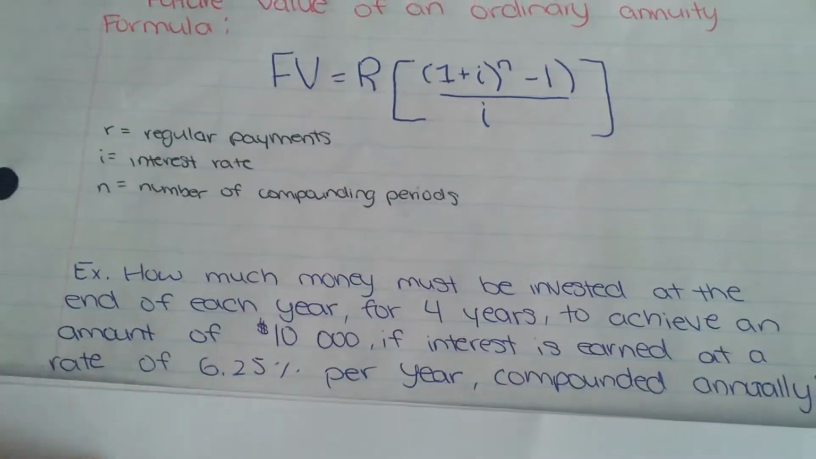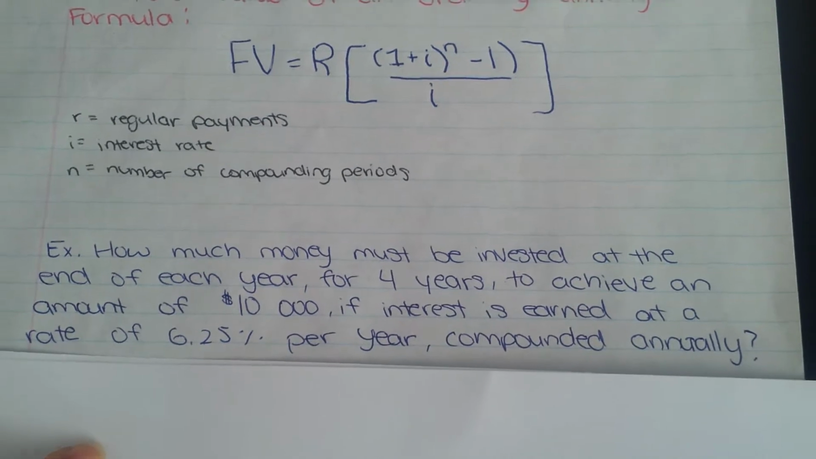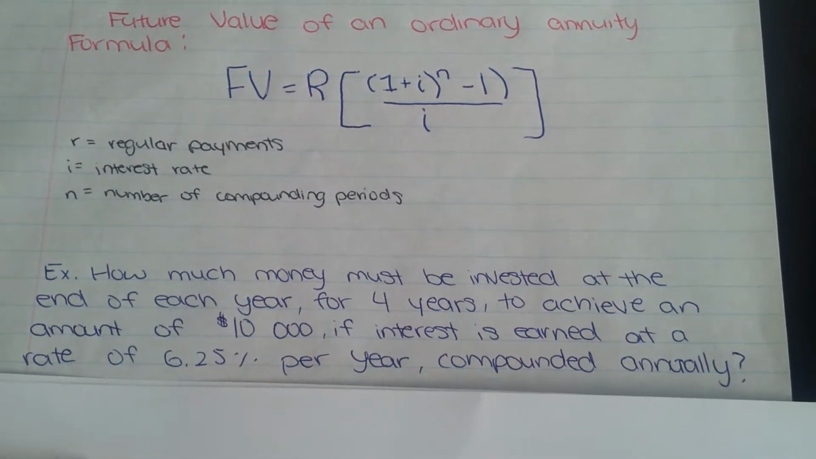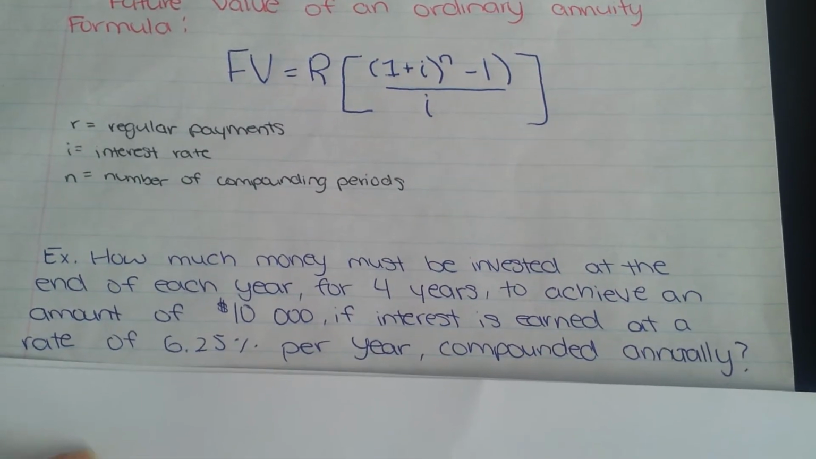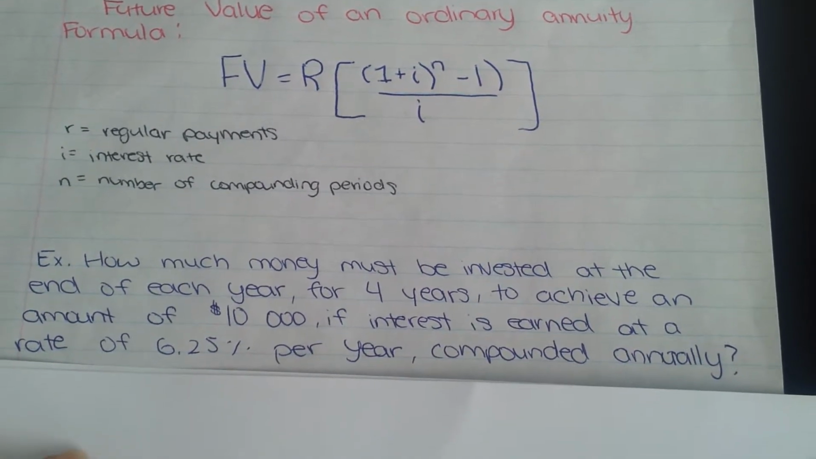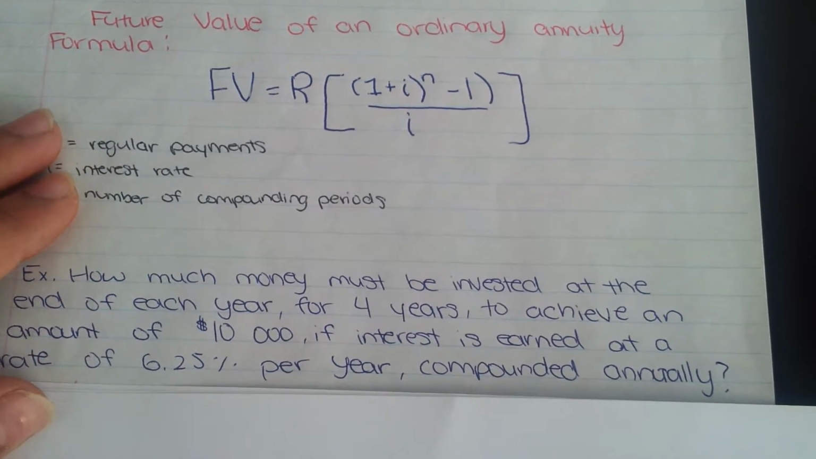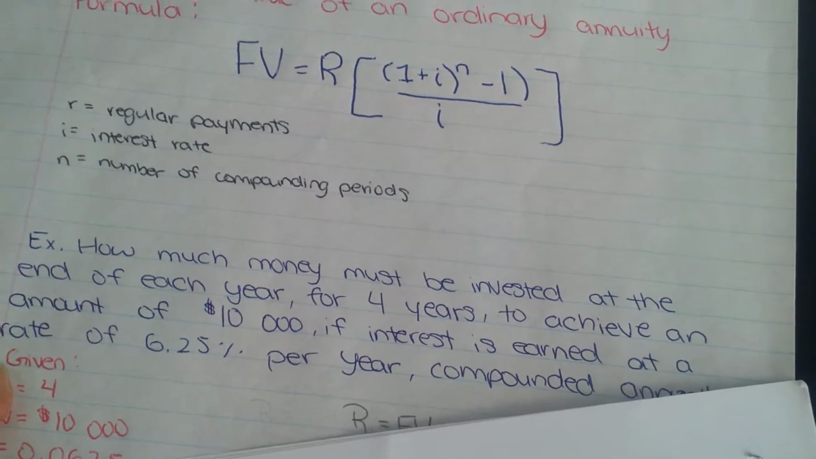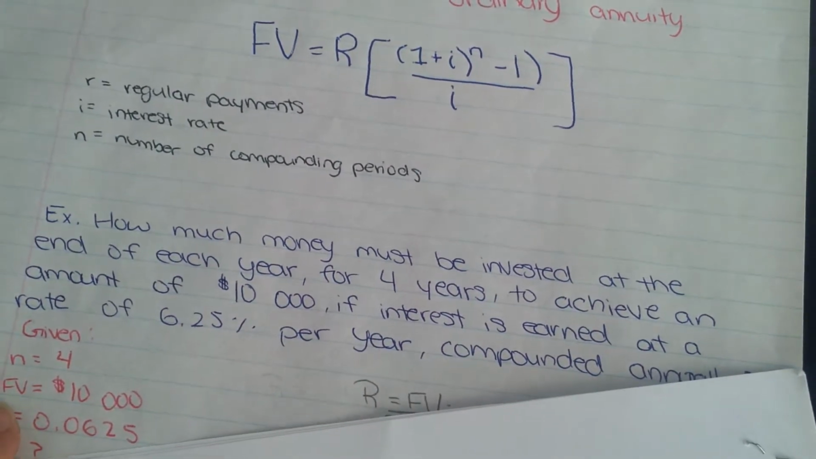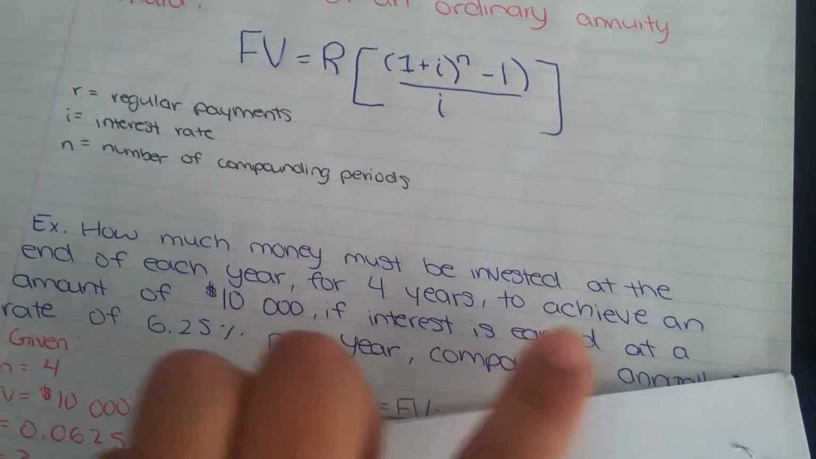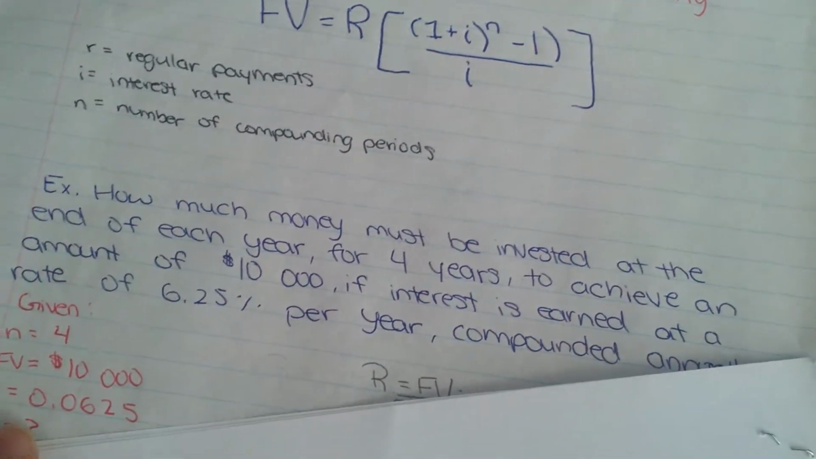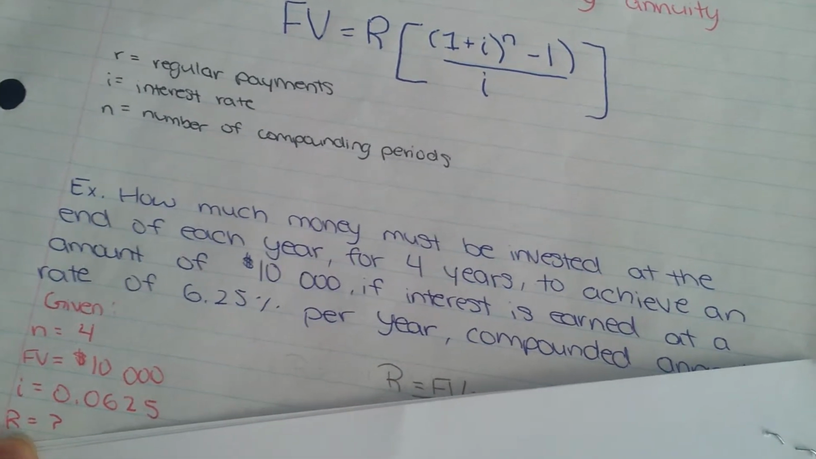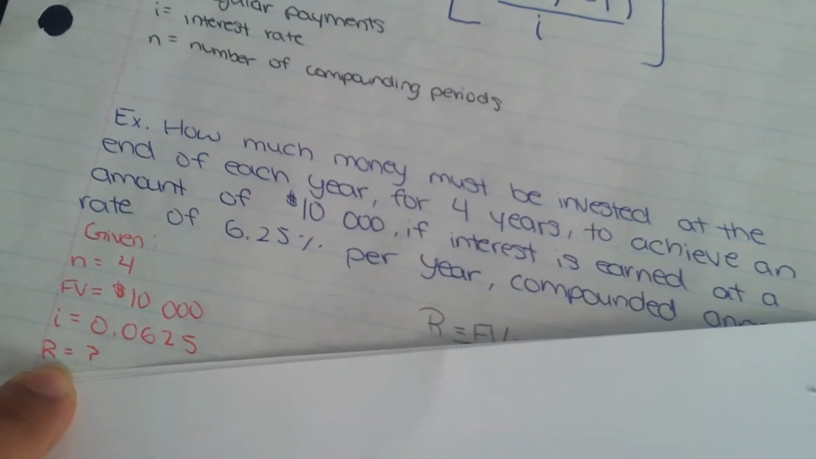An example: how much money must be invested at the end of each year for 4 years to achieve an amount of $10,000 if interest is at the rate of 6.25% per year compounded annually? First, we start off by writing down our givens. N is equal to 4, since it says 4 years. Our future value is $10,000, since it says to achieve an amount of $10,000. Our I is 0.0625, and we're looking for our R value, which is our regular payments.